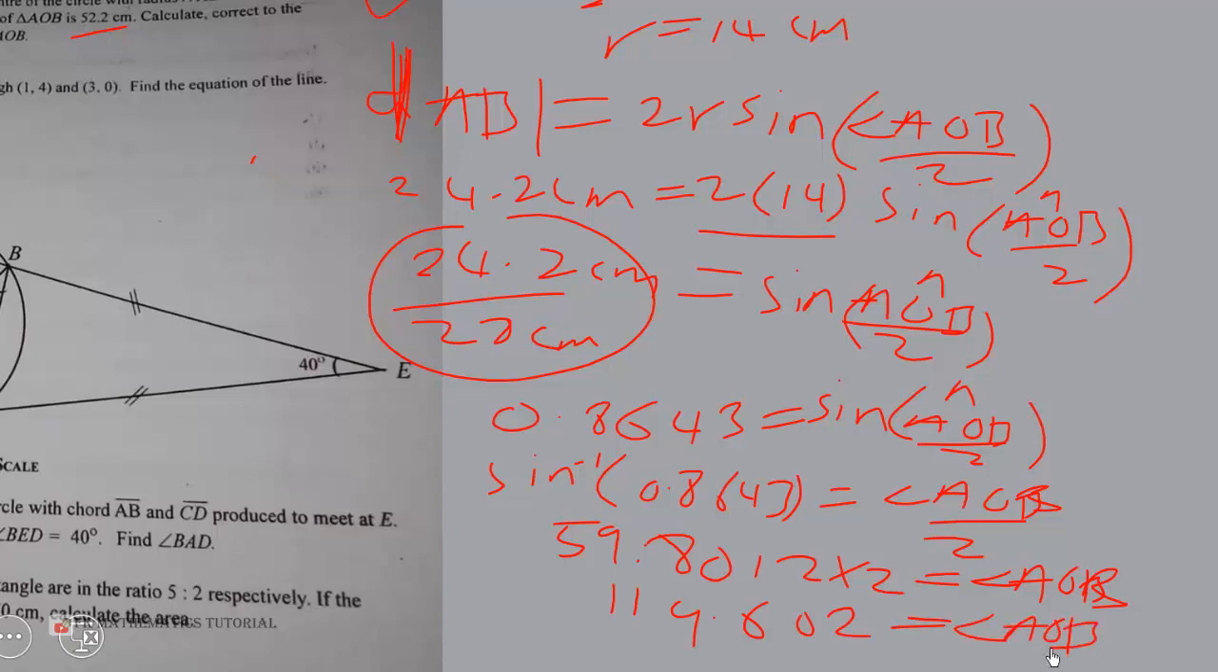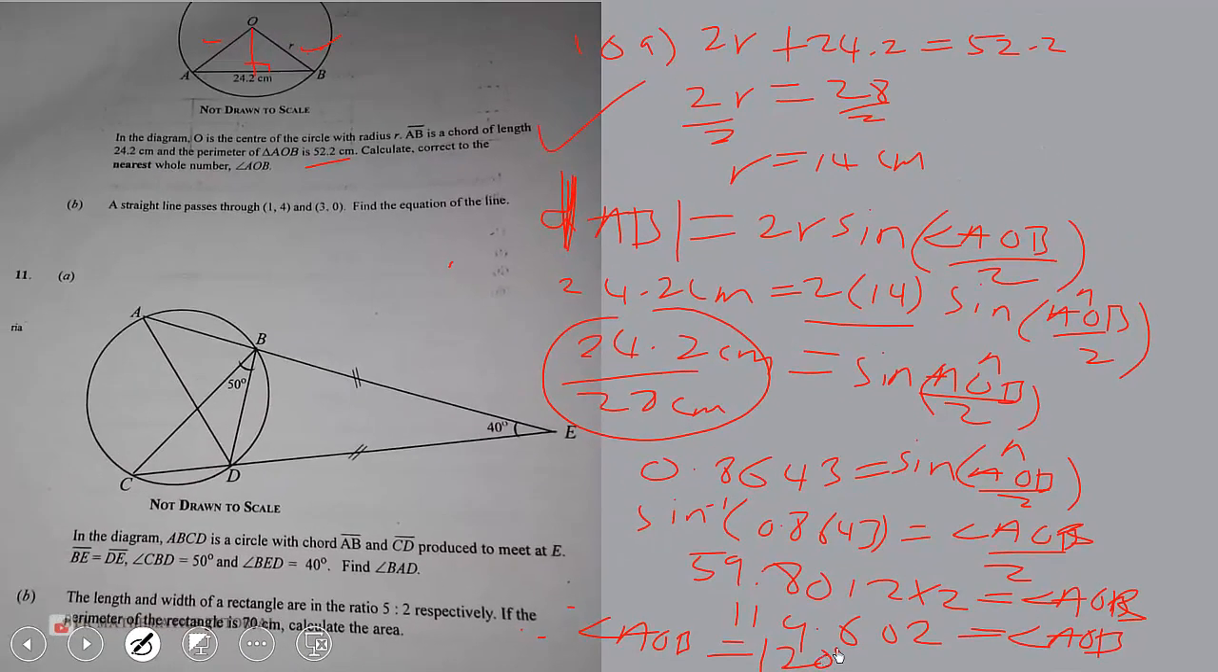And we are supposed to round it to the nearest whole number. Therefore, angle AOB is equal to 120 degrees.